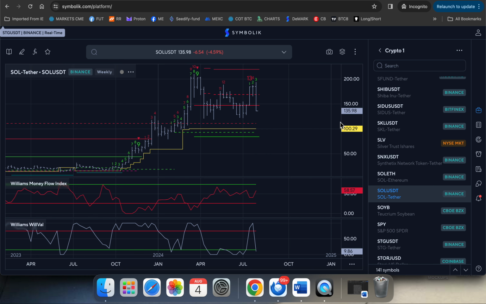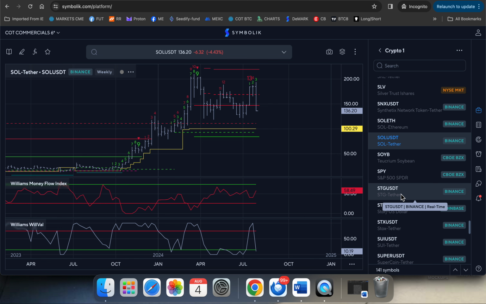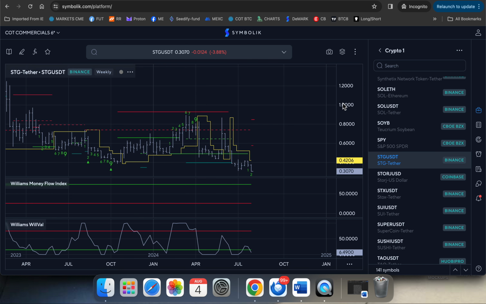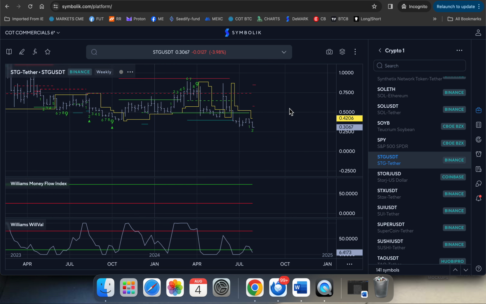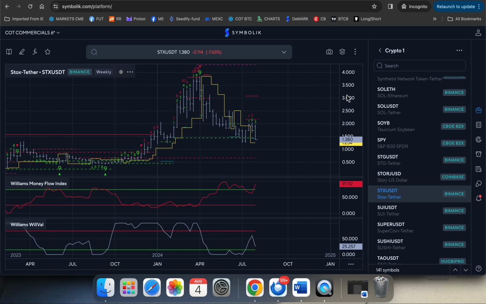I'd throw in one at 100.30 maybe. 92.88. Another one at 84.25. That's probably where I would try to bid Solana. STG. It's below all the support zones right now. I don't like that. I'd just stay away from it.